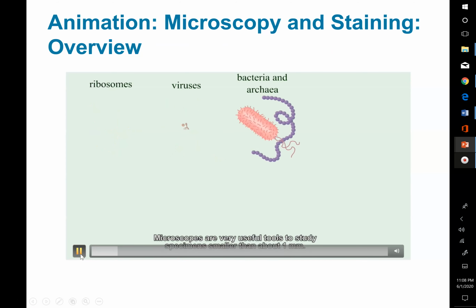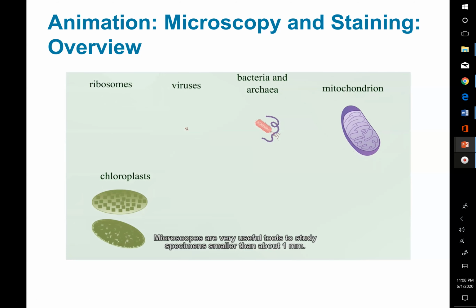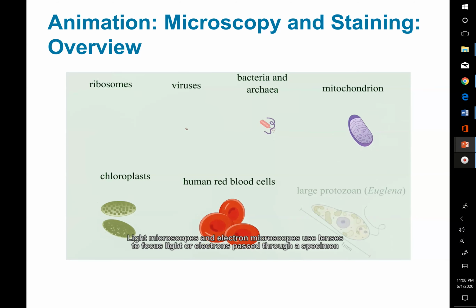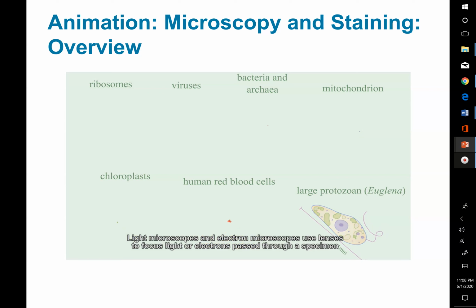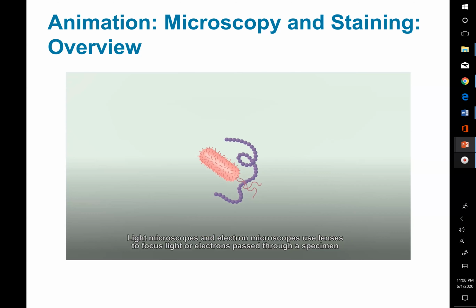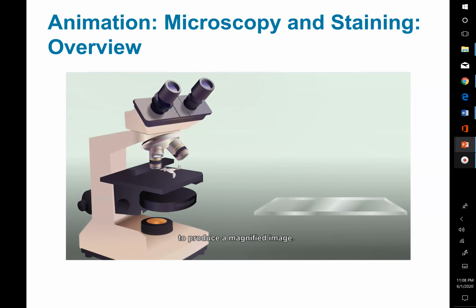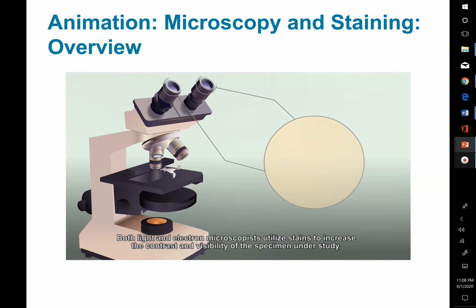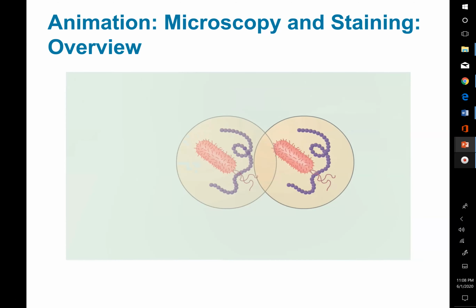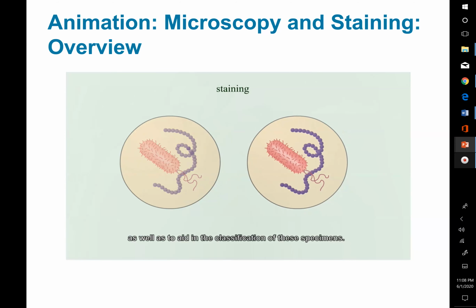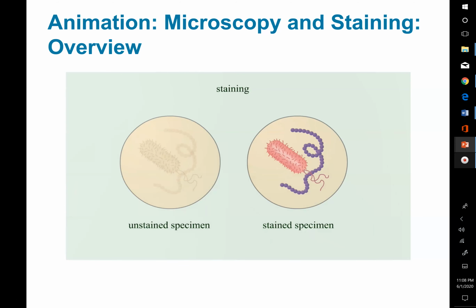Microscopes are very useful tools to study specimens smaller than about 1 millimeter. Light microscopes and electron microscopes use lenses to focus light or electrons passed through a specimen to produce a magnified image. Both light and electron microscopists utilize stain to increase the contrast and visibility of the specimen under study, as well as to aid in the classification of these specimens.